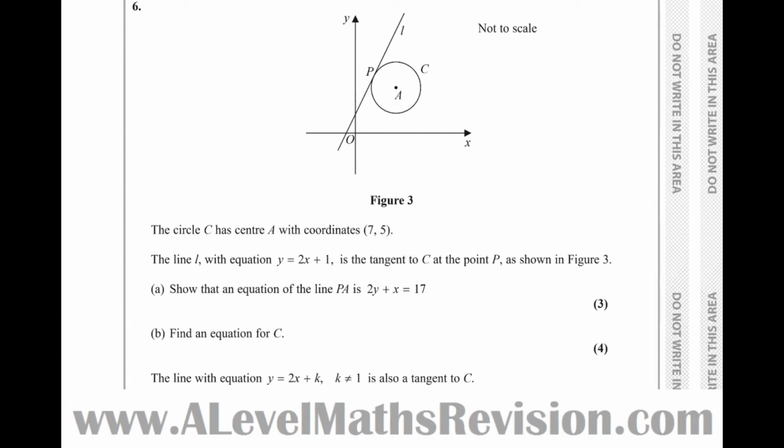Question 6 says the circle C has centre A with coordinates 7, 5. So that's pictured in the diagram there. The line with equation y equals 2x plus 1 is the tangent to C at the point P as shown in figure 3. Again, just describe what's in the diagram. Show that the equation of the line PA is 2y plus x equals 17.